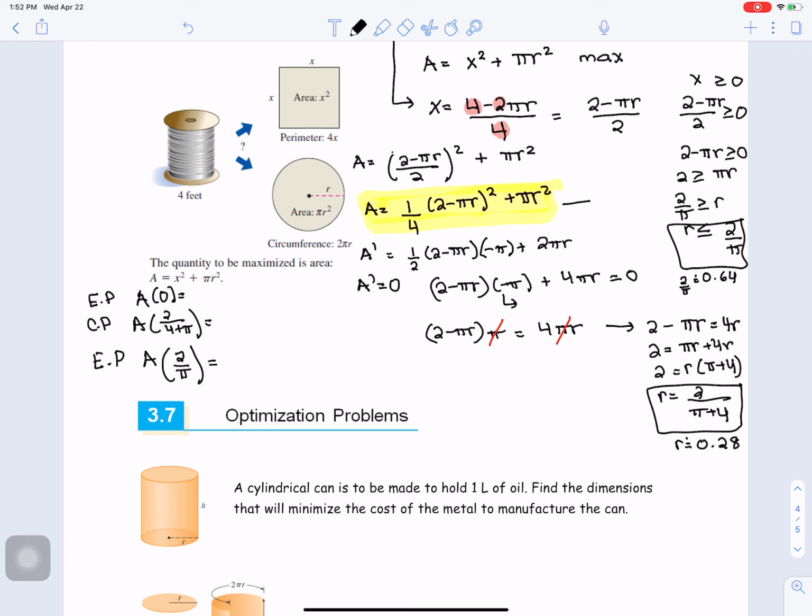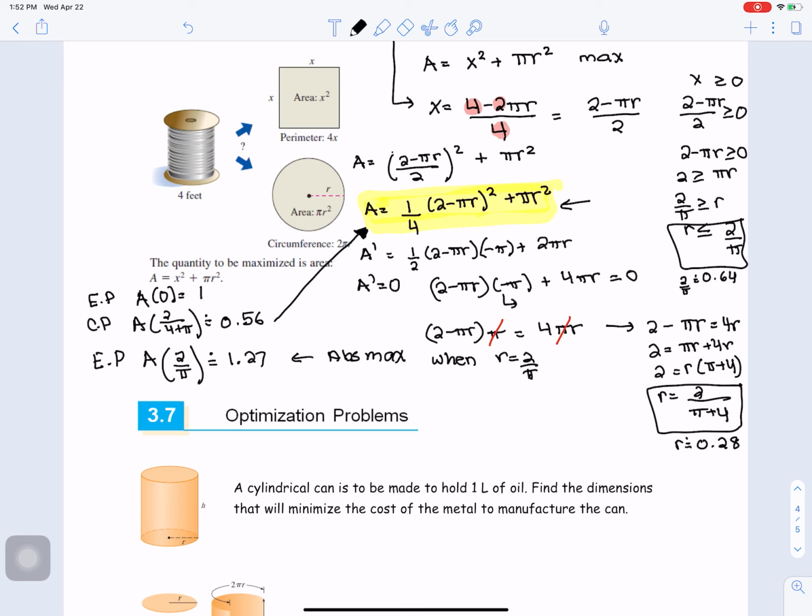And I'm subbing it into this equation in yellow here. So when I do that, I'm going to get A of 0 to be 1. I'm going to get this one to be 0.56 approximately. And the last one, when you sub that in, you get approximately 1.27. So you can see here by the extreme value theorem, my absolute max is actually happening on the end point when r is equal to 2 over pi.